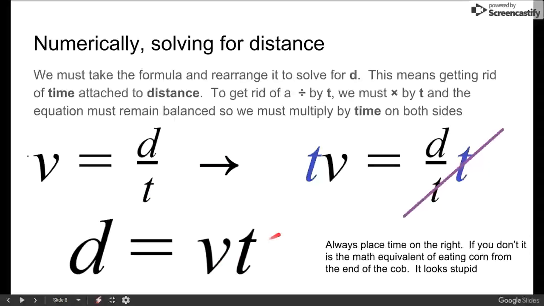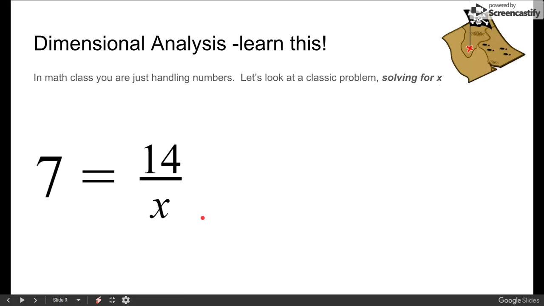In science, we always put the time on the right side. It'll make things convenient. Please do so.